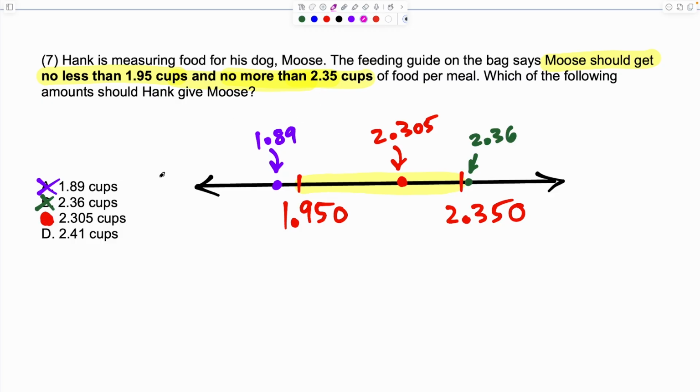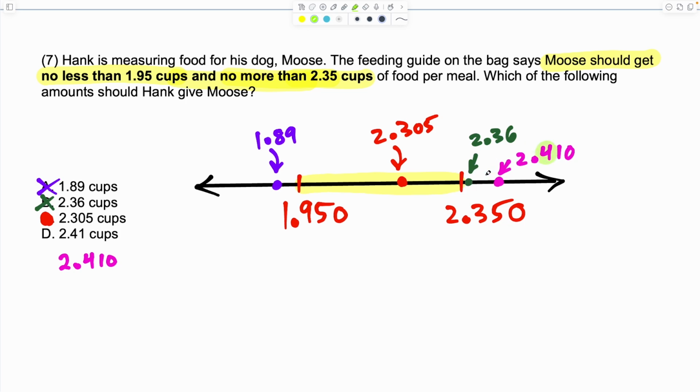So for choice D, notice we get 2.41 cups. And 2.41, if I write this with 3 digits after the decimal, would be 2.410. And 2.410 would fall to the right somewhere over here. So this would be the location here of 2.410. Notice the part that gives it away right away is the tenths place.